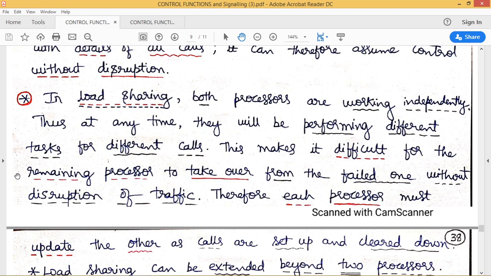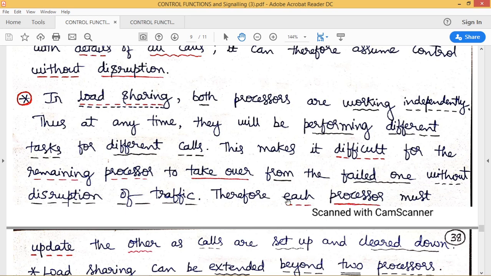So this makes it difficult for the remaining processor to take over when one processor fails. Of course, it becomes very difficult without disruption of traffic. Since both processors are handling different calls and performing different tasks, when one processor fails, it becomes difficult for the other processor to handle all the calls or tasks that were performed by the first processor. So there also we will observe disruption of traffic or disruption of calls.